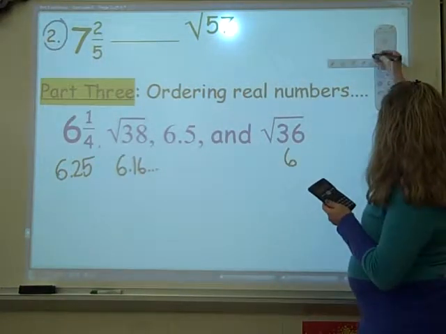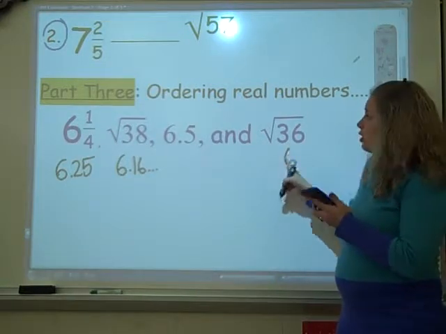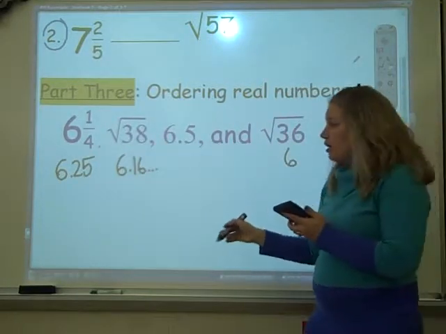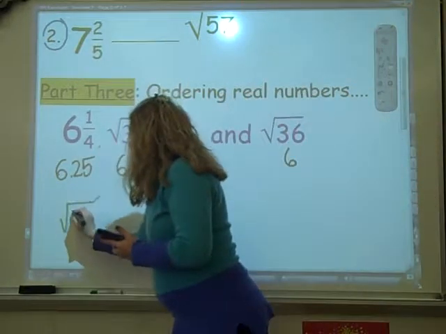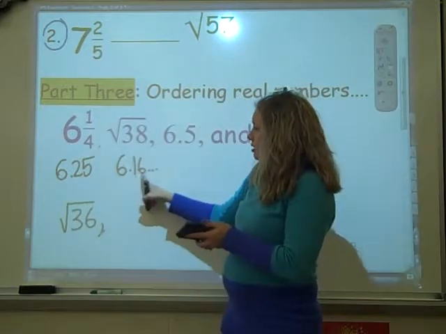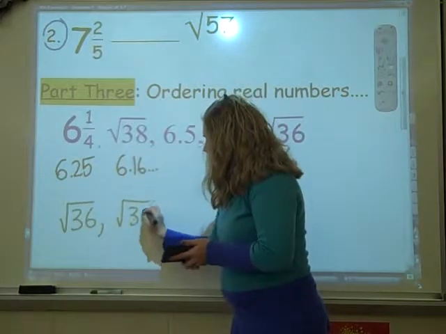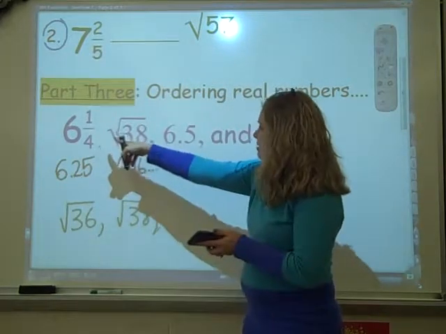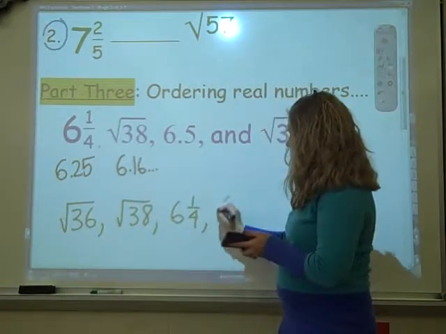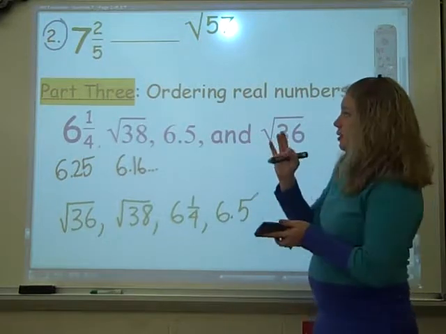So now we can compare them. The smallest one would be the square root of 36. Now, when you write them in order from least to greatest, you go back to the original numbers given, the original form. So square root of 36 would go first. Okay? 6.16 would be the next one, and that would be the square root of 38. Then 6 1/4 and 6.5. That's comparing. So that was part 3.